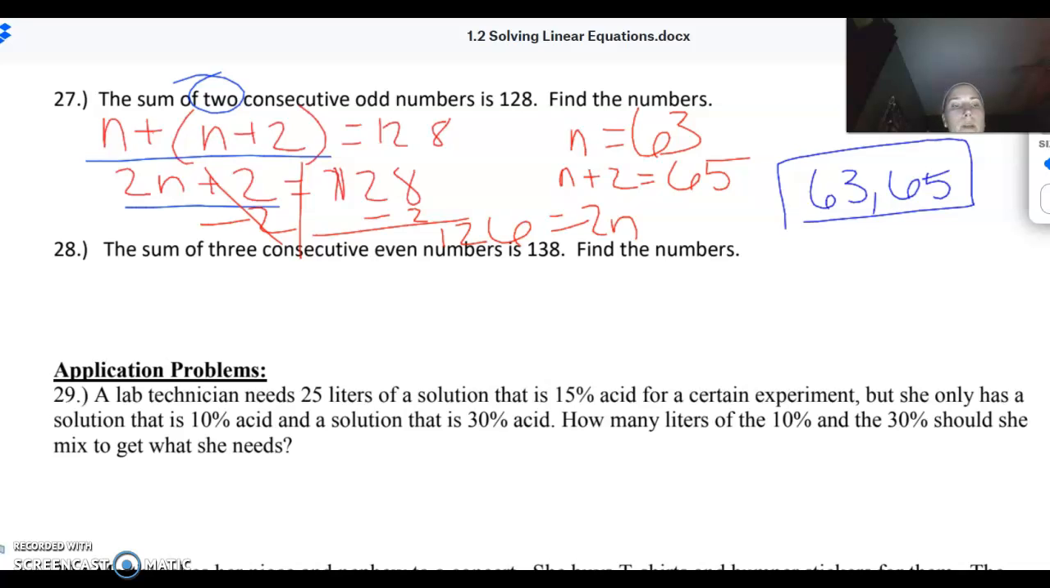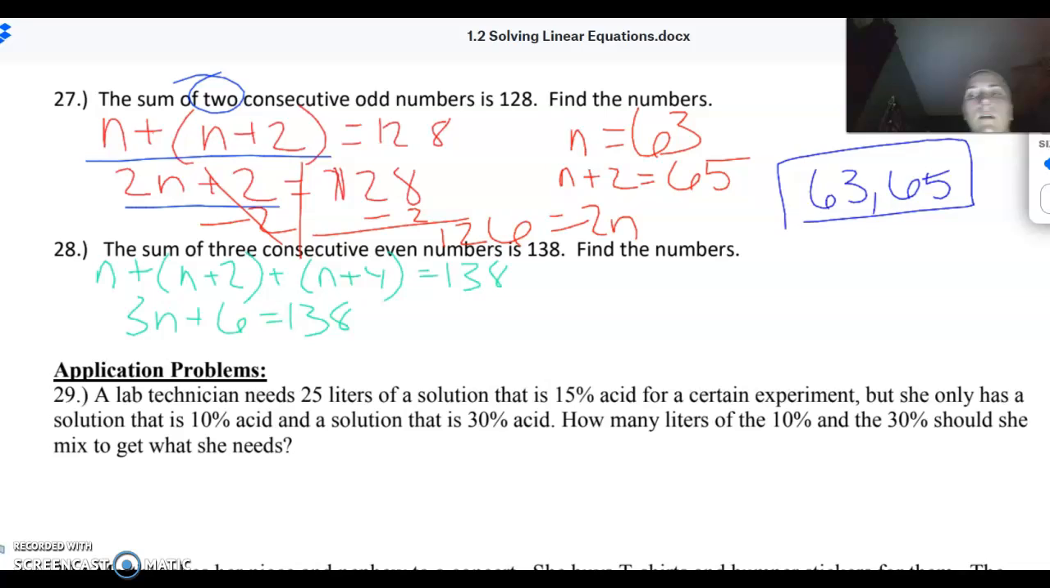So now we're going down to number 28. We want the sum of 3 consecutive even numbers. So for that one, we're going to write it back out, and we can use the one from our notes above. So we're going to add 2 and then add 4, because we only want the even numbers. We don't want the odd numbers here. So that simplifies to 3n plus 6.